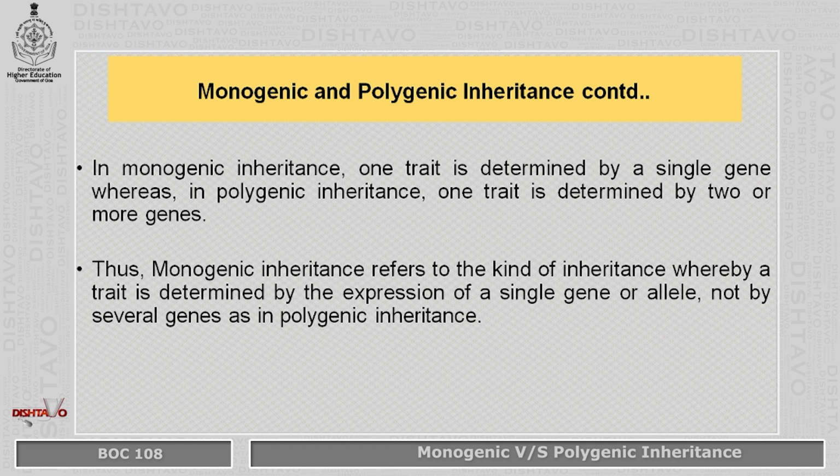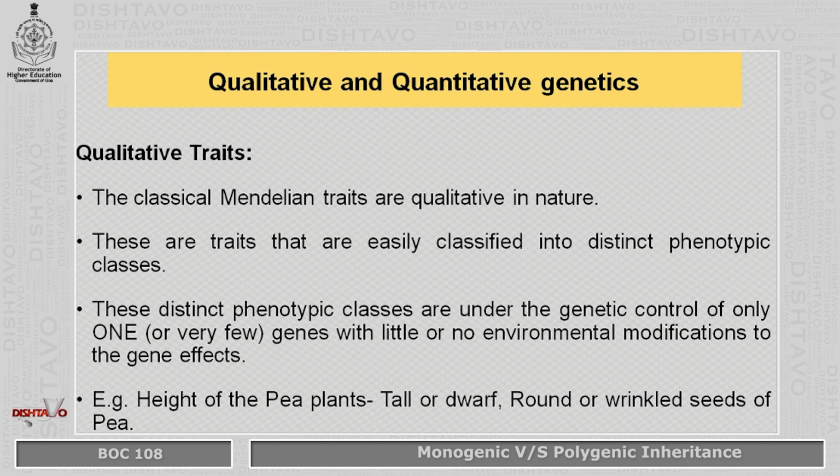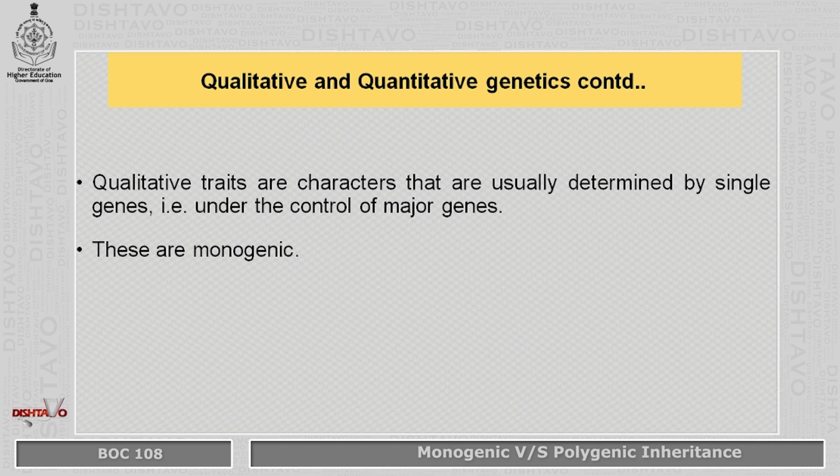Having understood monogenic and polygenic traits, let us try to understand what is qualitative and quantitative genetics. In order to understand qualitative and quantitative genetics, let's see what are qualitative traits. The classical Mendelian traits are the ones which are qualitative in nature. Now, these traits which are qualitative in nature are easily classified into distinct phenotypic classes. So, there are these distinct phenotypic classes which are under the control of only one or very few genes, and they have no environmental modifications to the gene effects. The example here would be the height of the pea plants, either tall or dwarf, or the seed type of pea plants, either round or wrinkled. So these qualitative traits are usually determined by a single gene, that is, they are said to be under the control of a major gene, and therefore these qualitative traits are the monogenic traits.